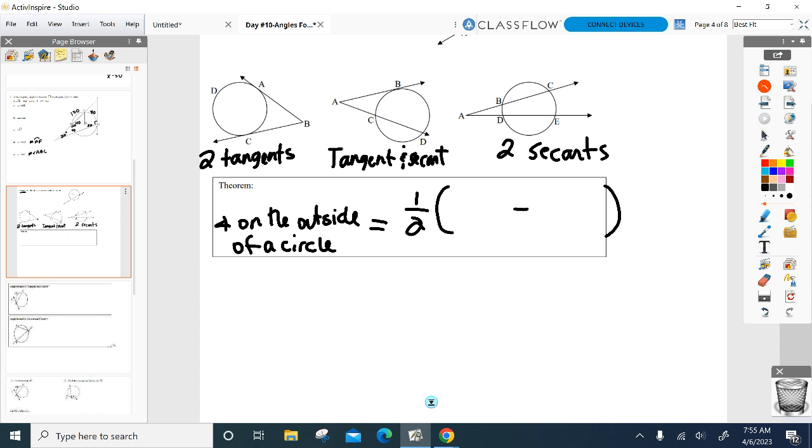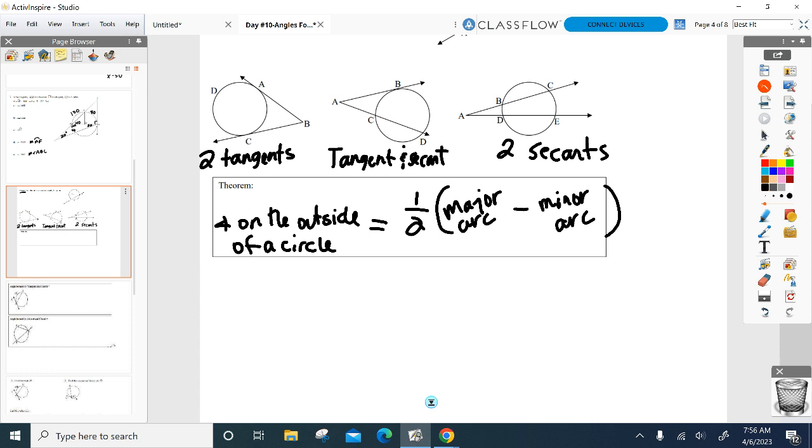remember how we added for the floater? If it's on the outside, we subtract now. We subtract the major arc minus the minor arc. Major always goes first. And I'll show you what I mean here in a second.